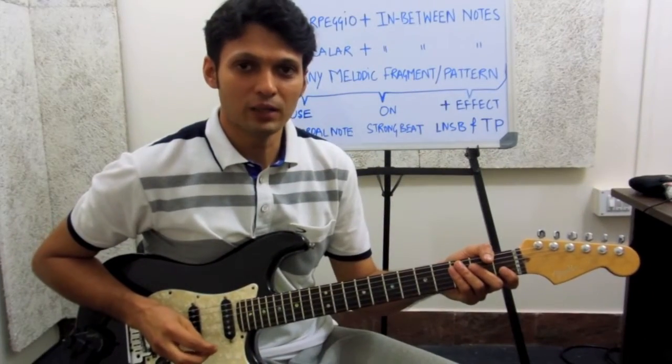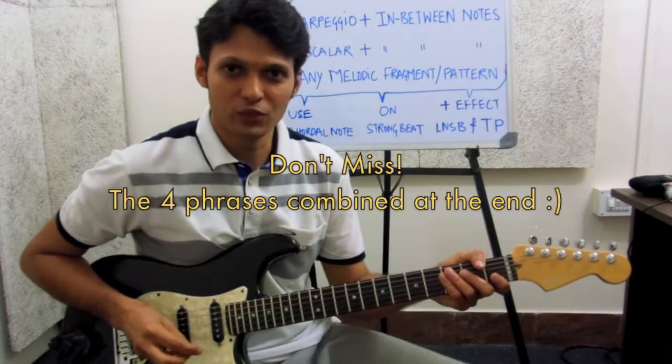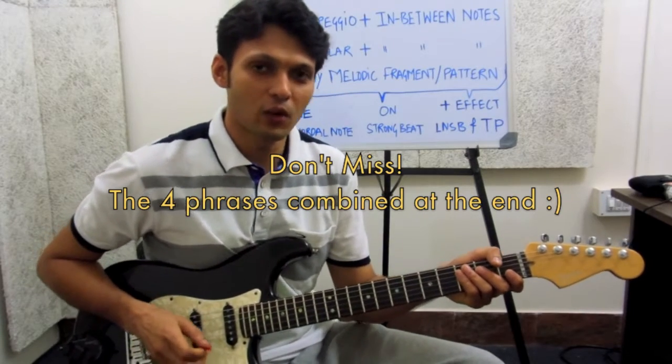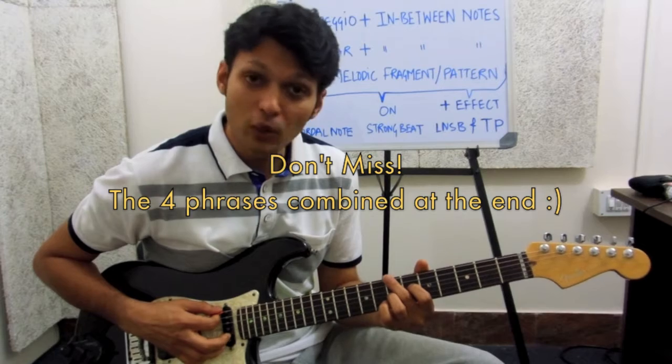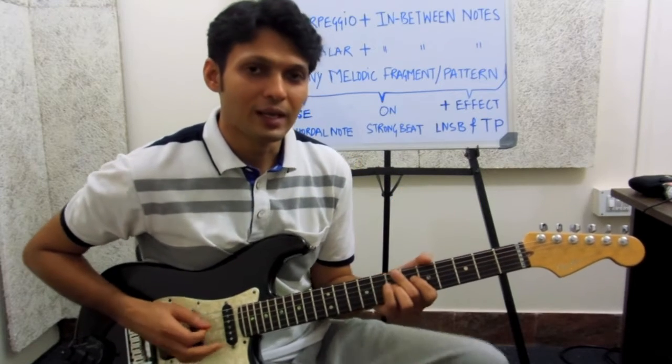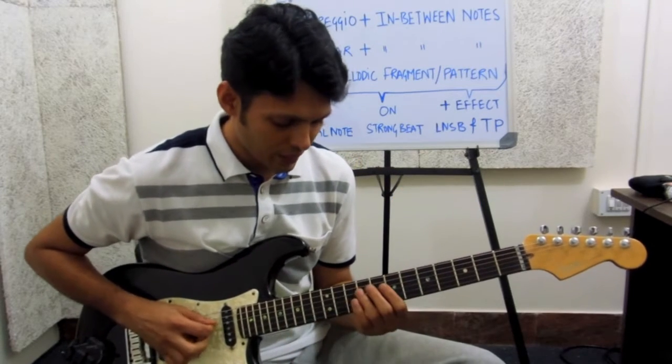In this example, I will continue to highlight the offbeats, that is beats 2 and 4. I'll play three melodic fragments, all against the E dominant 7 chord. Let's hear the first melodic fragment, and this is how it sounds.